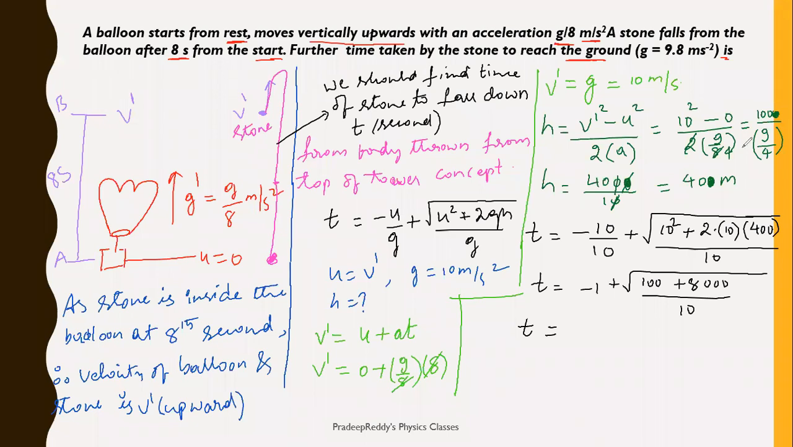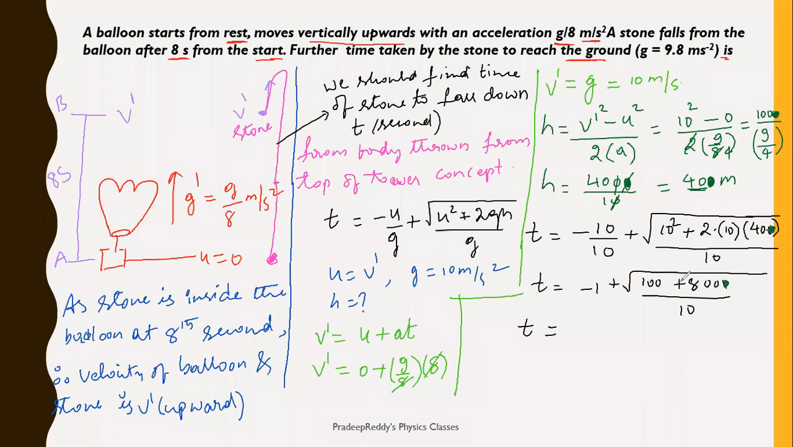Small mistake I have made. 10 square is 100, but I have to get it as 1000. You just please rectify that. It is 100 and this becomes 40 meter. I'll substitute that 40 over here. And this will be 4 2s 8 and this is 800.